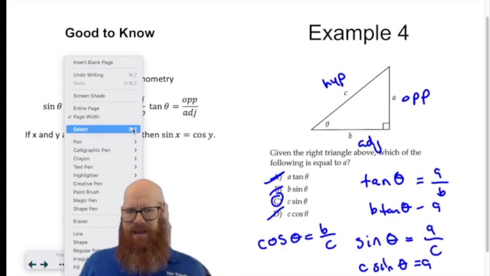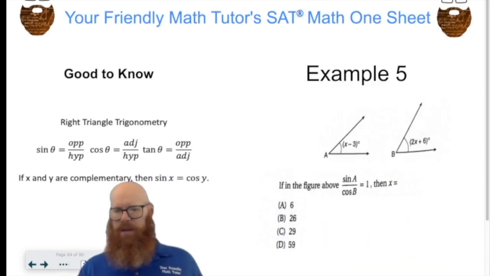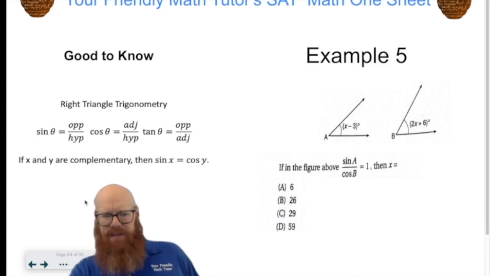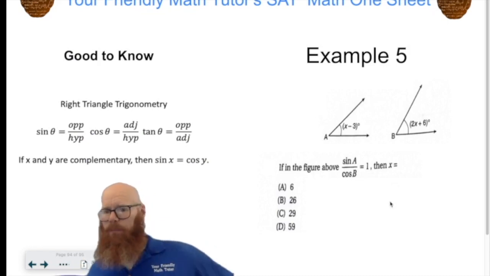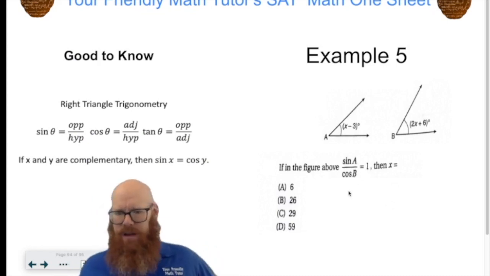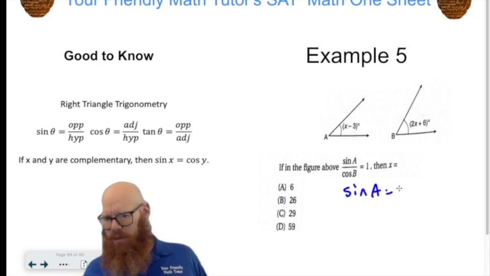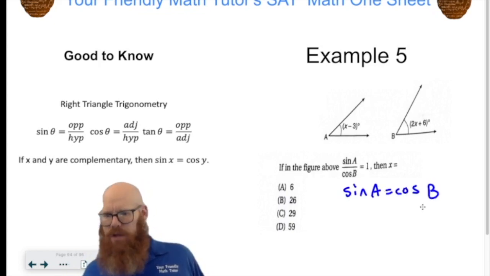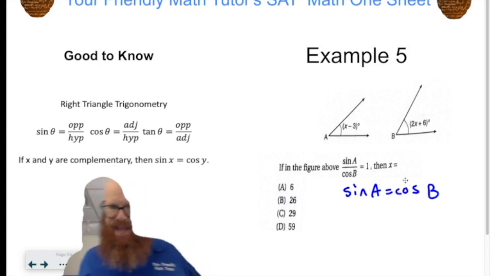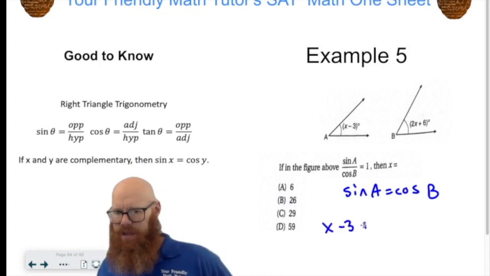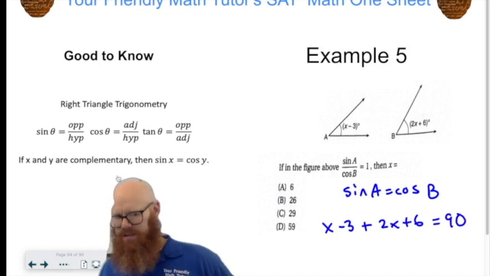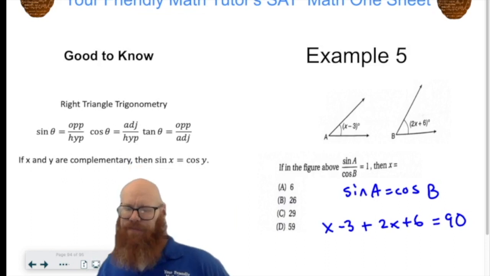All right, let's go to our other problem related to trig, and this is the second part of this. If x and y are complementary, then the sine of x equals the cosine of y. That's just something that will really be helpful. So here, if they say sine of a over cosine of b equals 1, that means the sine of a equals the cosine of b. So we're kind of working backwards. That means if the sine of a and the cosine of b are the same, then the angles themselves must be complementary. That means that x minus 3 plus 2x plus 6 have to equal 90 degrees because of this kind of trigonometric fact, that if the sine of one is the cosine of the other, then the two angles themselves add up to 90.